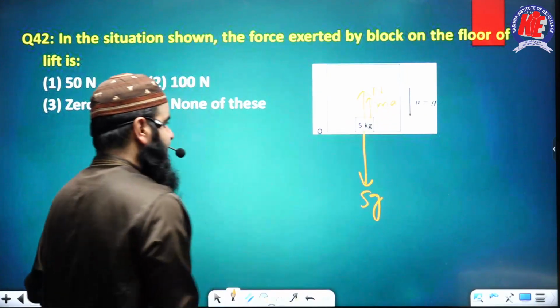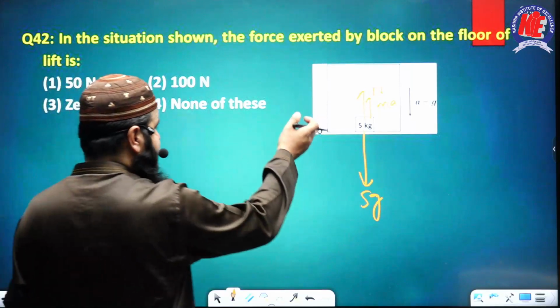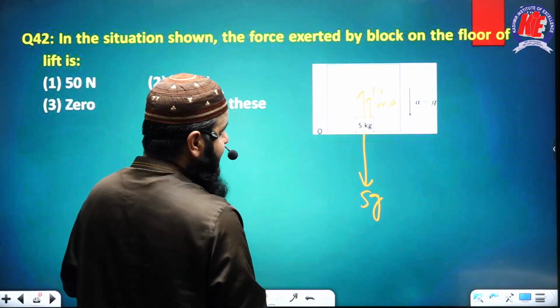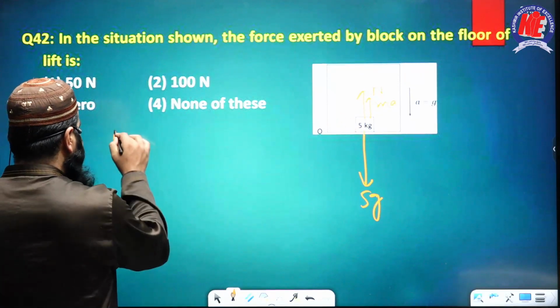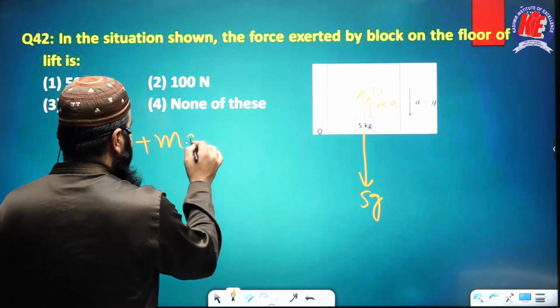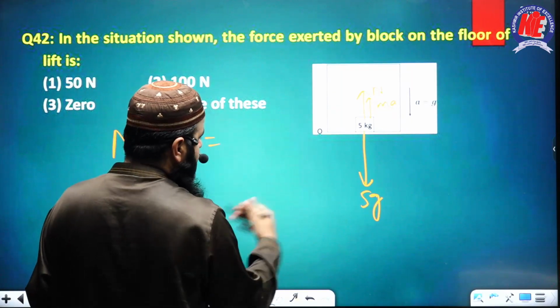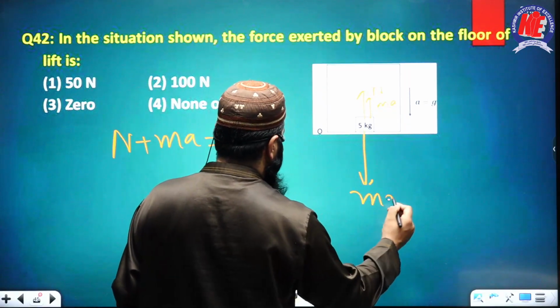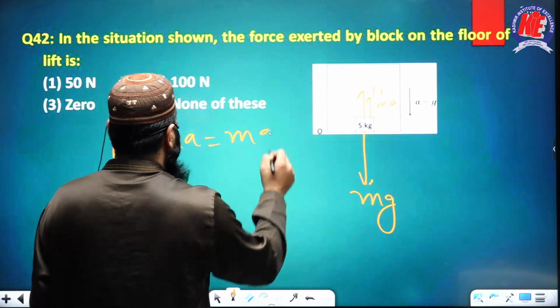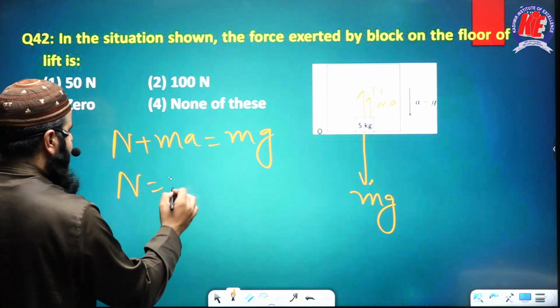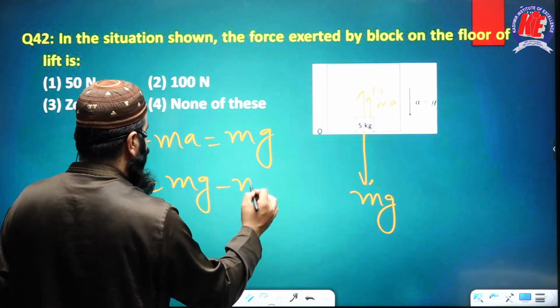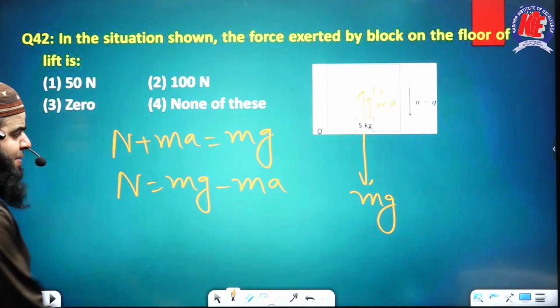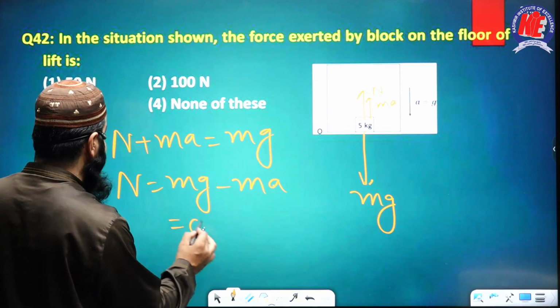So in the reference frame of this elevator or the lift, the block will be still in the state of rest, so the net upward force N plus ma will be equal to, we will say, the 5g, or I can generalize it as mg. अब यहाँ पे देखो बेटा, N will be given by mg plus ma को वहां पे लाओ तो माइनस ma है. अब a भी आपका g है, so it has to be the 0.